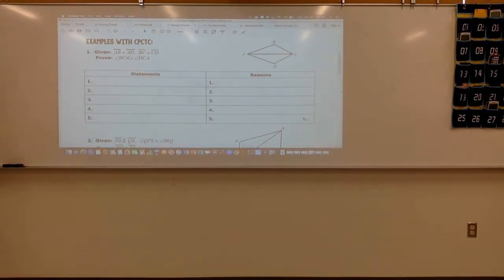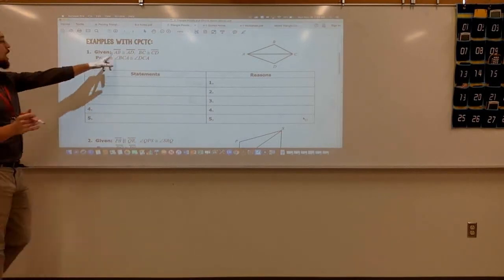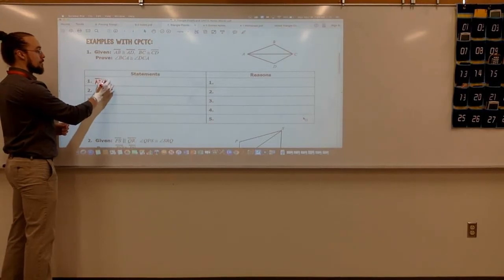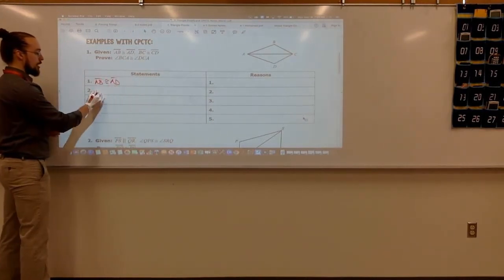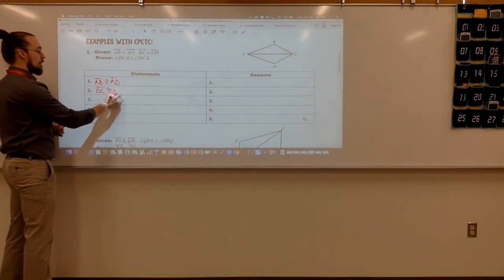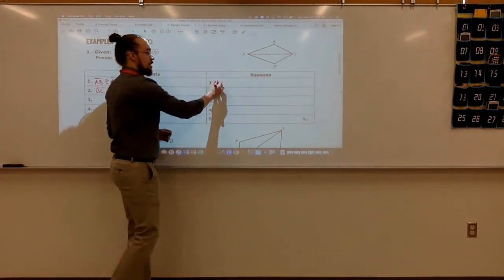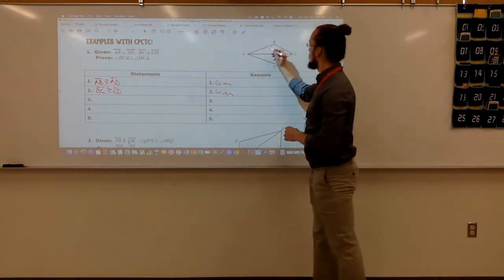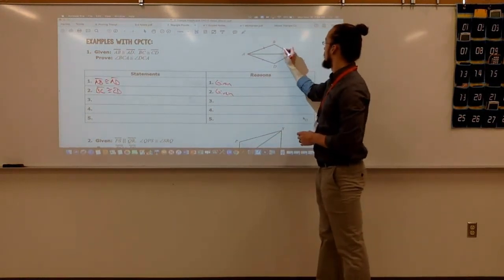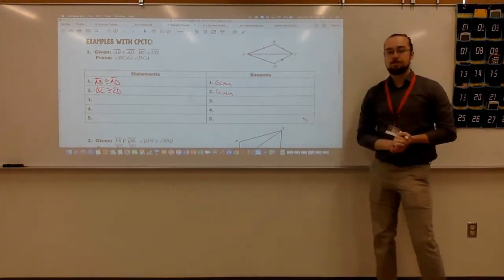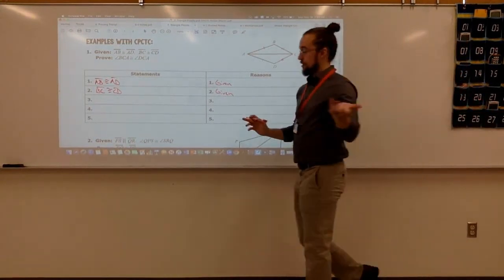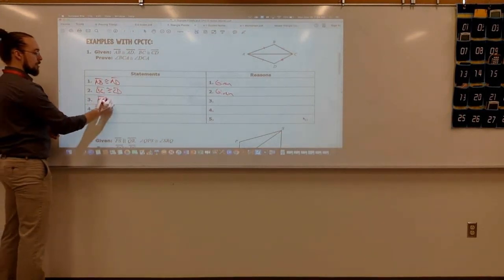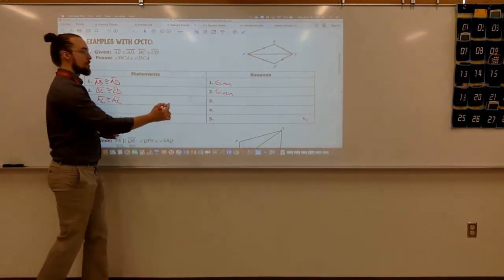Alright, so let's go through one of these together here. I'm given two pairs of congruent sides. Right, so I'm given AB and AD congruent and BC and CD congruent. So let's mark that on the diagram. So AB and AD, these two, and BC and CD. Exactly. So now we can say AC is congruent to AC by the reflexive property. Share that side.